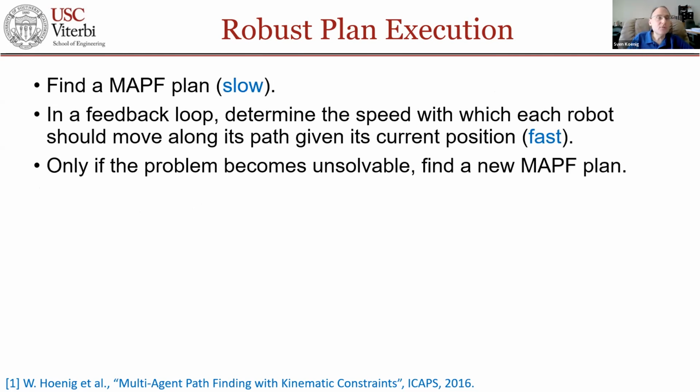Well, here's the idea for how we do it. Once we have found a MAPF plan, we'll stick to the paths of the robots that are given in the MAPF plan. But we will change their speeds in a very smart way so that the plan remains executable and doesn't have any collisions. So now I need to tell you how we can recalculate the speed quite frequently, with several hertz, during execution to keep the robots safe.